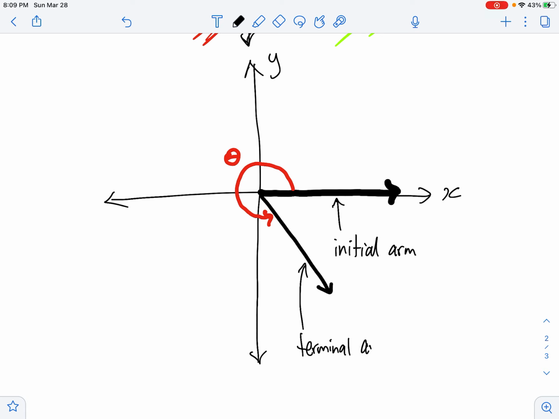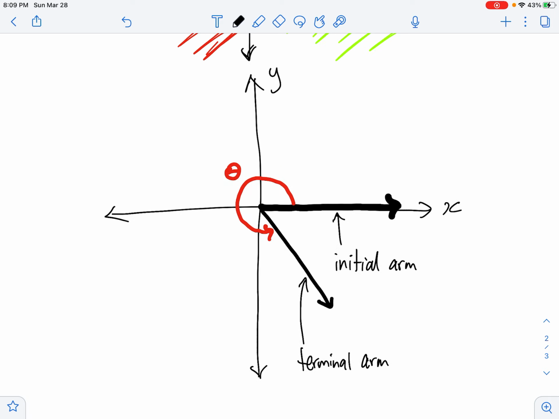So imagine that you wind it back clockwise over to where it started. Think of the initial arm as being embedded on the x-axis, like it's stuck there, cemented down. And then the terminal arm can swing like the arm of a clock, but it goes counterclockwise, the opposite direction. So as it opens up and opens up, and when it gets straight up and down, that would be a 90-degree angle. So this right here is 90 degrees.